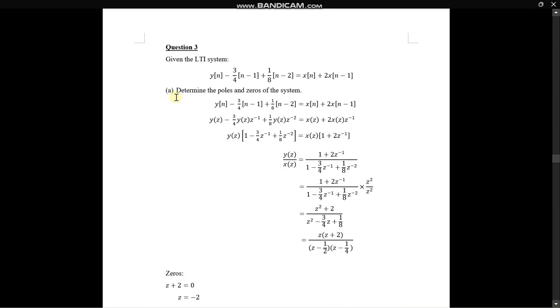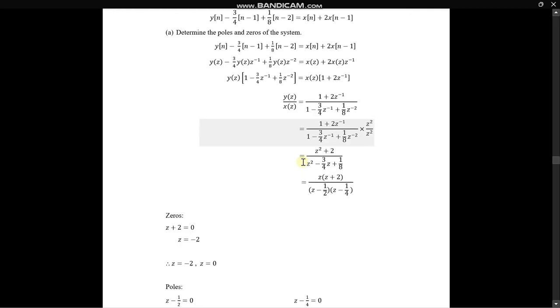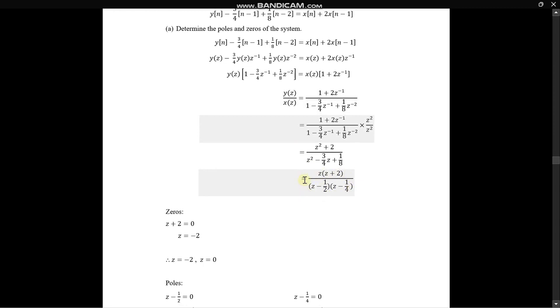For question 3, the LTI system is given as here, which is y[n] minus 3/4 y[n-1] plus 1/8 y[n-2] equal to x[n] plus 2x[n-1]. To determine the poles and zeros for the system, n is substituted by z, which is equal to this equation, and we rearrange the equation to obtain this, which is Y(z) over X(z) equal to 1 plus 2z^-1 over 1 minus 3/4 z^-1 plus 1/8 z^-2. And the finalized answer is this after we multiply with z power of 2 for both numerator and denominator.